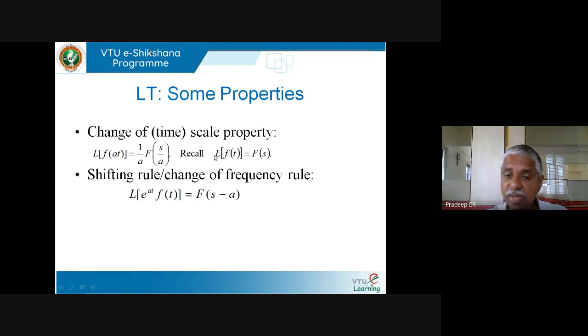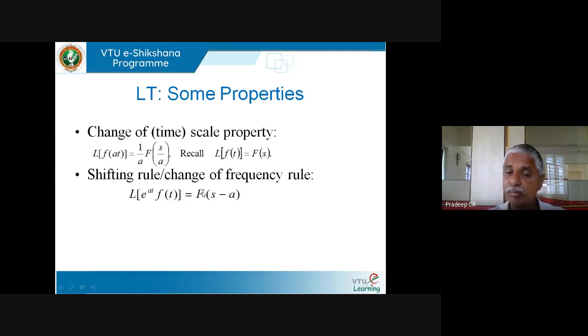Notation is the same thing. L of f(t) is F(s). So that means if I know Laplace of f(t), which is capital F(s), then I can find Laplace of e^(at) into f(t). That is nothing but whatever was F(s), instead of s, I'll write s minus a. Where did a come from? Whatever I multiplied f(t) with, which is e^(at), this a shows up here.